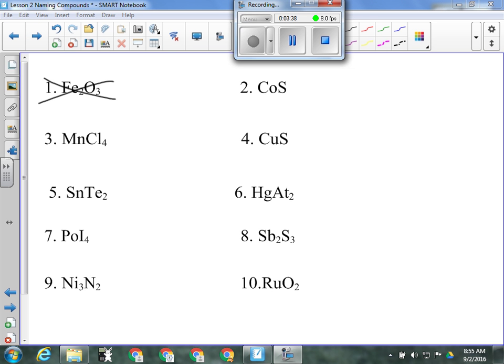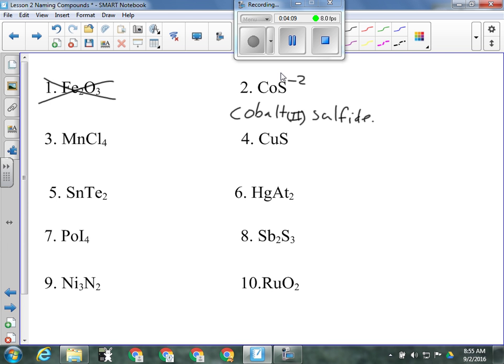All right, so for number 2, we've got cobalt and sulfur together. Okay, cobalt is right here. Okay, its possible charges are 2 and 3. Okay, if I look at sulfur, sulfur is always -2, so this has to be cobalt 2. All right, so this stuff would be cobalt, Roman numeral 2, sulfide.